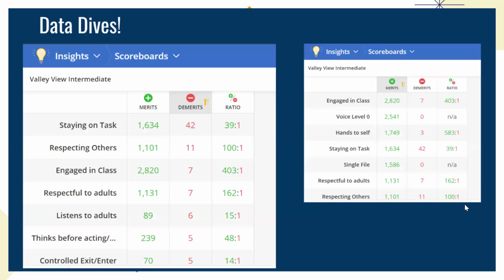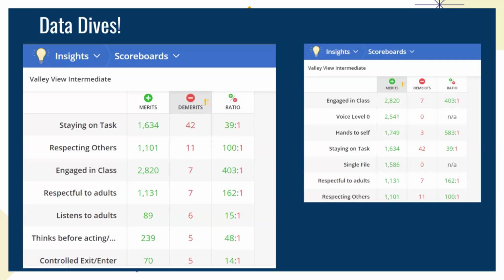Another thing that you can do is drill down a little bit more and see where you are seeing a lot of success for your students. So in this case, in general, engaged in class is one that they're sending out a lot, staying on task. And you'll also notice the demerits. I haven't mentioned that yet, but instead of filling out a classroom managed referral form, they give students demerits.